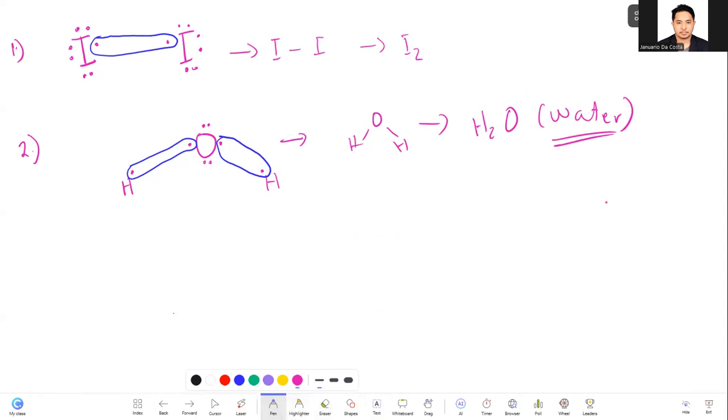Okay? What about this? Okay, number 3. How do you think carbon, non-metal, hydrogen, also non-metal.